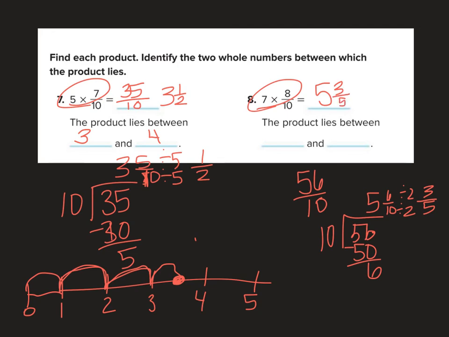Now 5 3/5 is going to lie between 5 and 6. If I draw this out a little bit more, okay, so 1, 2, 3, 4, 5, and 3/5 is going to be a little more than half. So 5 3/5 would be about right there. Now, how did I know it was a little more than a half? Because half of 5 is 2 1/2, and 3 is a little more than 2 1/2, and so that gets me a little bit more.